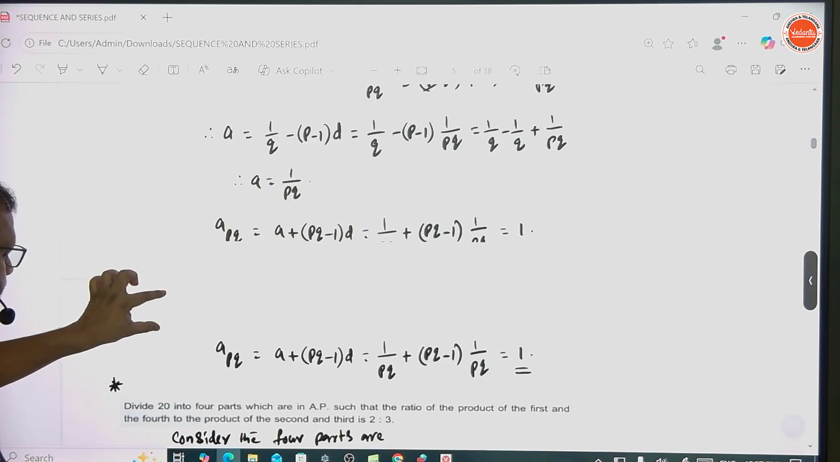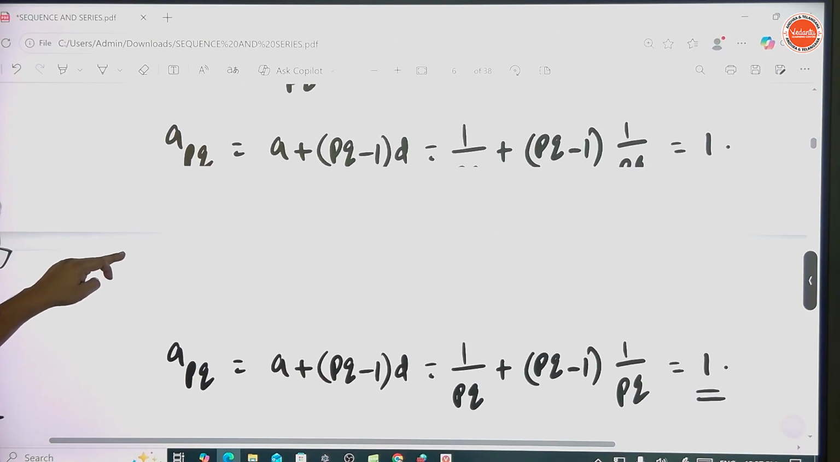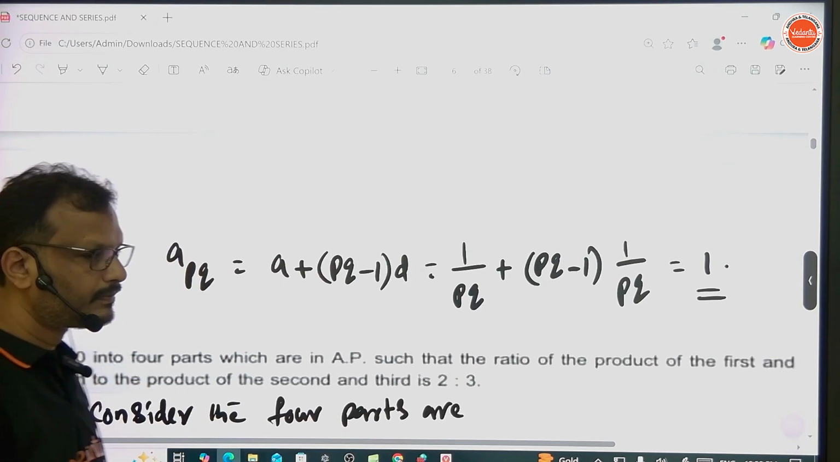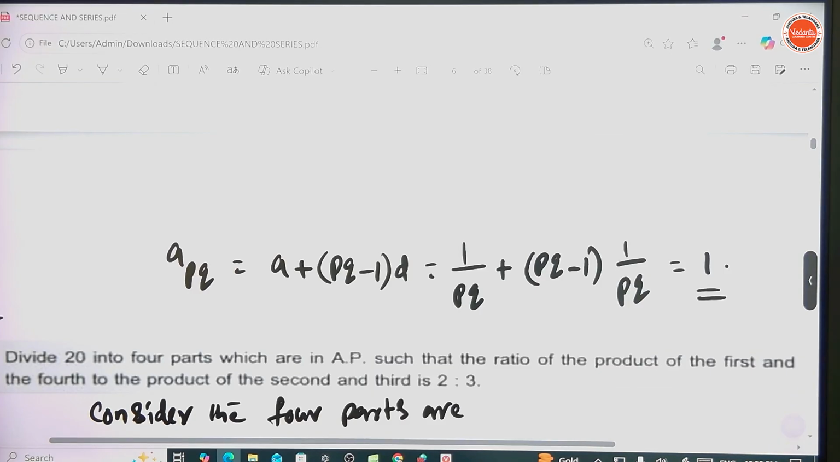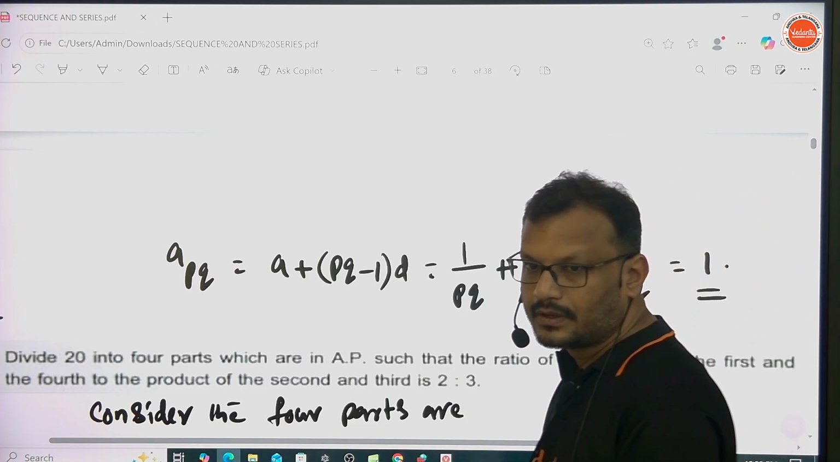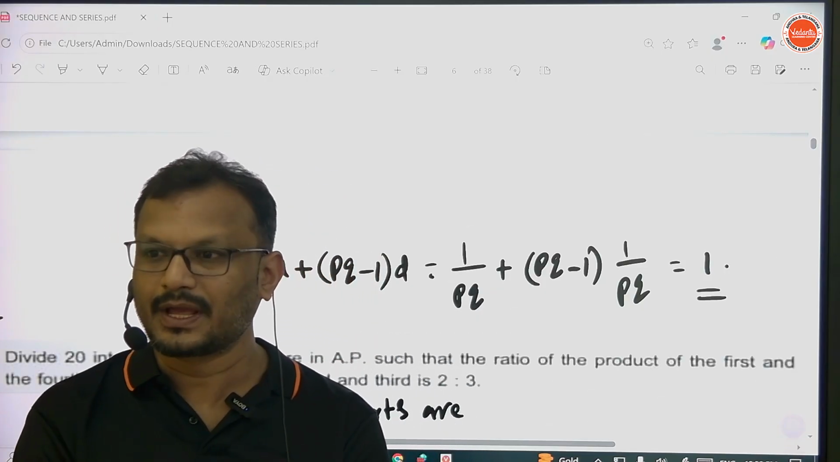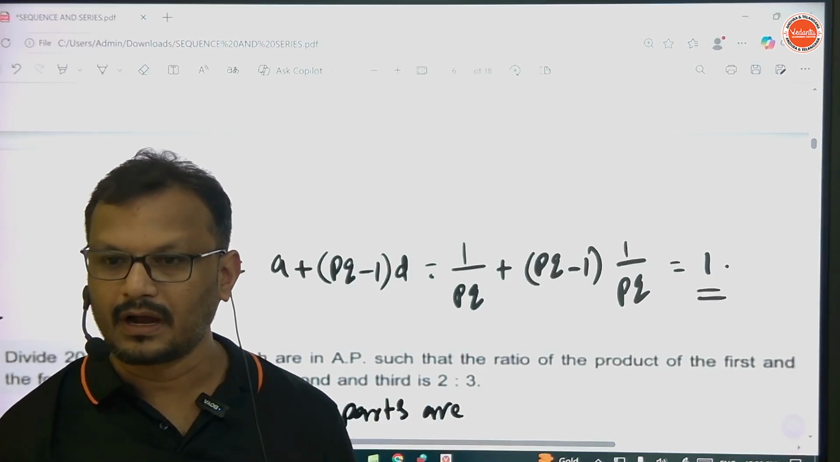See this question. Divide 20 into 4 parts which are in AP. That means what is basically given? One number you are dividing into 4 parts. That means the sum of the numbers is given, no? The sum of the numbers is given and 4 parts.